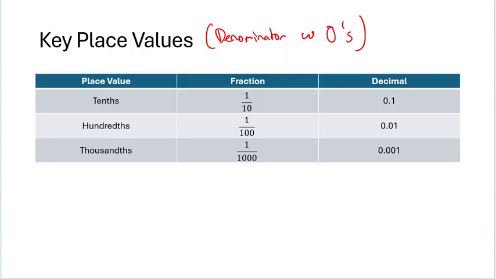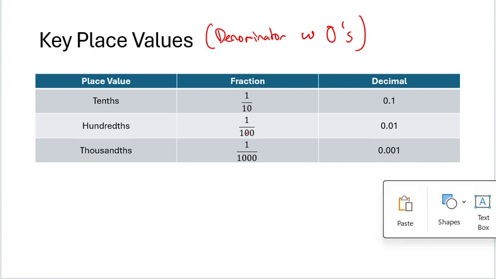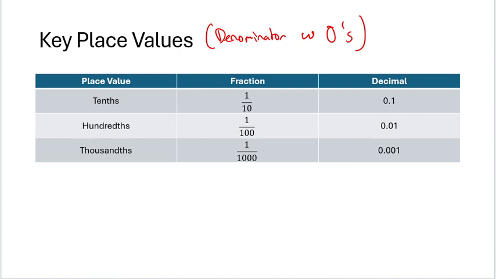Key place values. These are denominators with zeros. So just to help you out, you got the place value of tenths. If you write it as a fraction, it is 1/10. And then as a decimal, it's 0.1. You got hundredths, same thing, 1/100. And then you end up with 0.01. And finally, thousandths, 1/1000, 0.001.